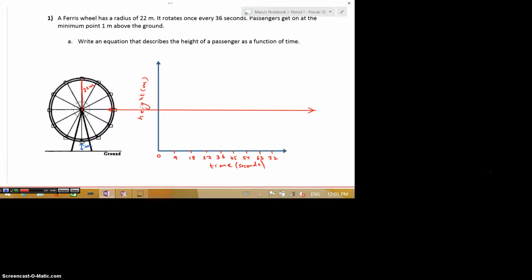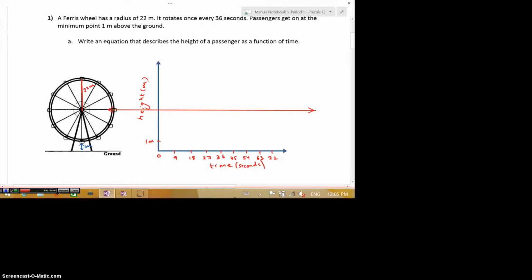Okay, I'm also going to label my y-axis over here. I don't really need all the points. I'm just going to pick some specific points strategically based on the data presented. I know the minimum point is going to be 1 meter. So the lowest height that the person can be at on this Ferris wheel is going to be 1 meter when they're just getting onto the Ferris wheel. Right? So this will be 1 meter.